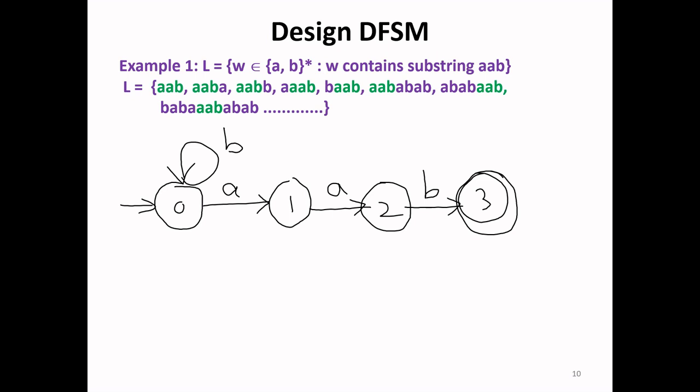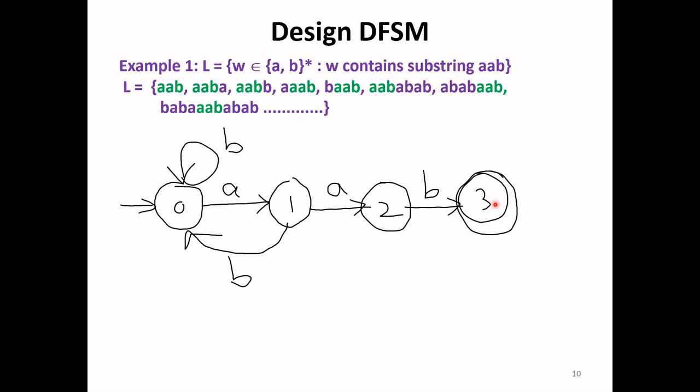Can I take a transition here? Just see what happens. I'll be having compulsory substring A, B. And if at all after this first A, if at all I come across a B, then it must go back and then again it must have a substring A, B.